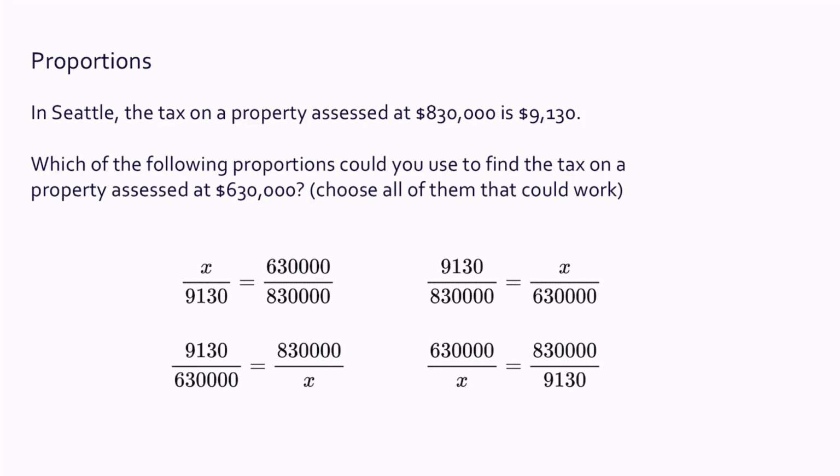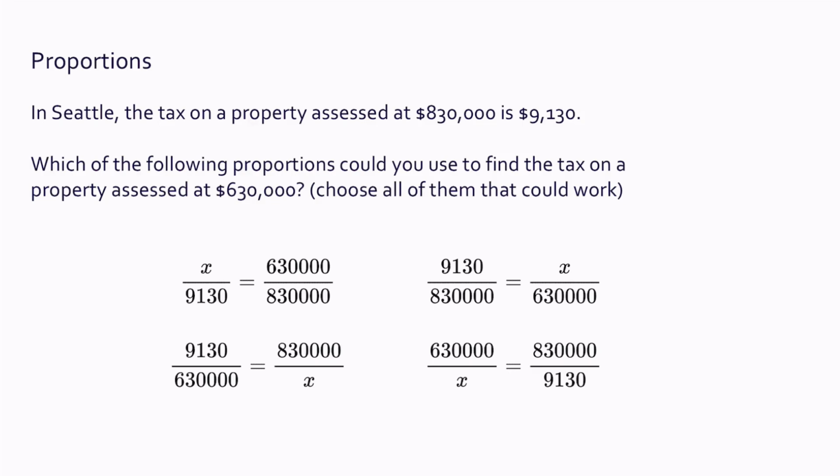This one tells us there's a property that's valued at $830,000 and the tax is $9,130. I want to figure out which of these proportions I could use to find the tax on a property that is worth $630,000. And I'm going to tell you right now, 3 out of these 4 options would work to find the answer. Because remember, I've been telling you, it doesn't matter which one's on the top or the bottom, as long as you have the same thing on the top and the same thing on the bottom.